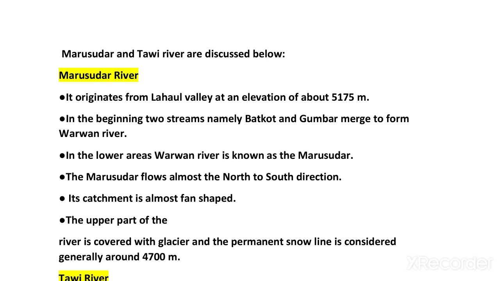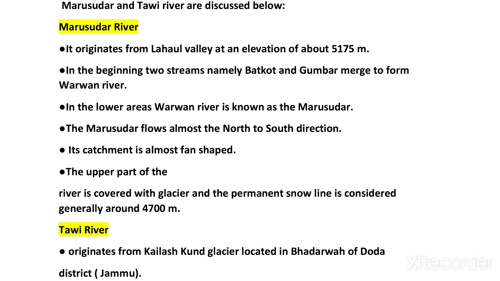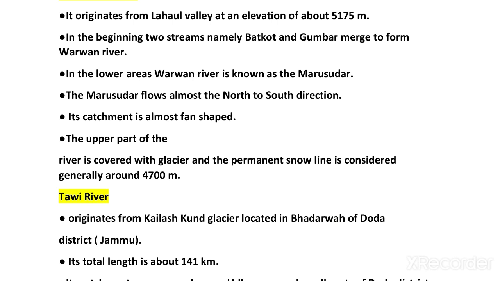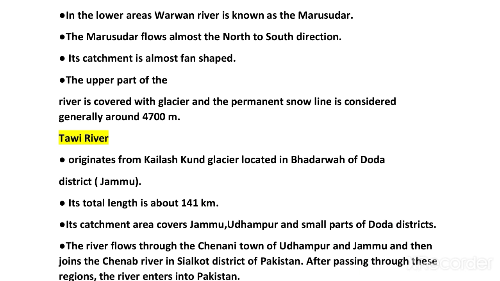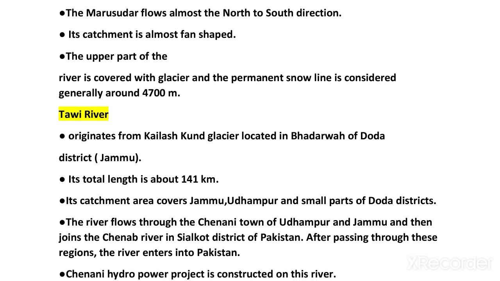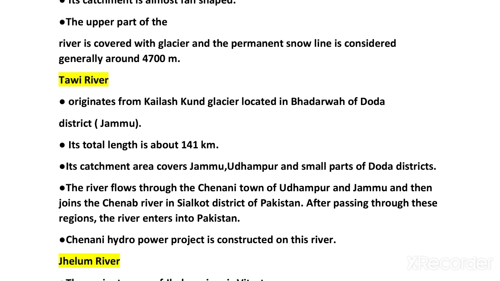River Marusudar, it originates from the Lahul Valley at an elevation of about 5175 meters. In the beginning, two streams, namely Batkot and Gumbar, merge to form the Warwan River. In the lower areas, Warwan River is known as Marusudar. Marusudar flows almost in the north to south direction. Its catchment is almost fan shaped. Upper part of the river is covered with glacier and the permanent snow line is considered generally around 4700 meters.